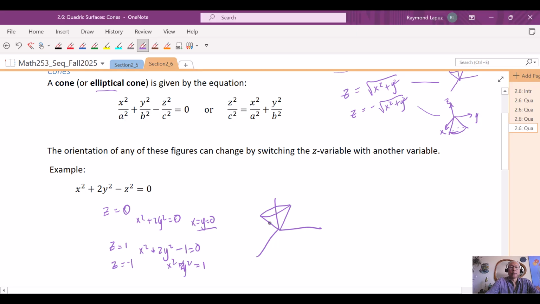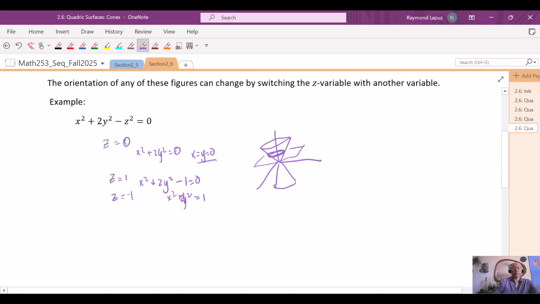The shapes would look like elliptical cross-sectional cuts. So if we take a cross-sectional cut, we get ellipses in the top and in the bottom. So that's generally how these cones would look.